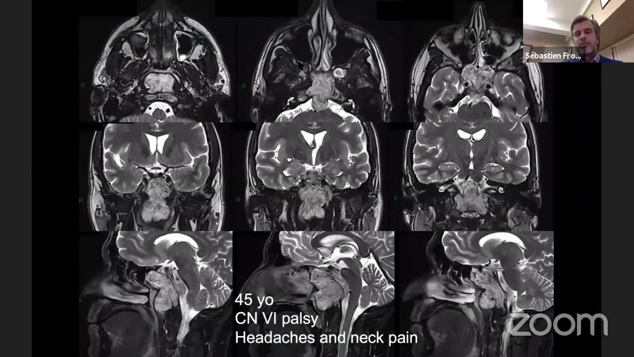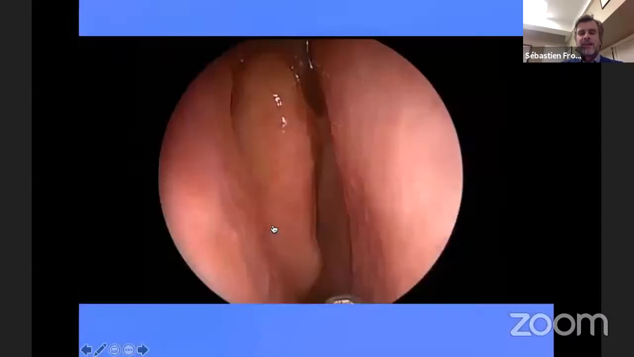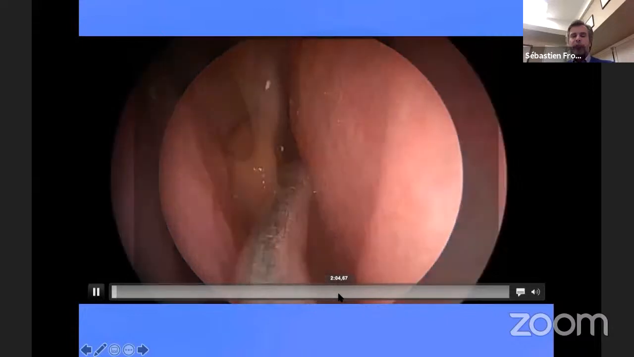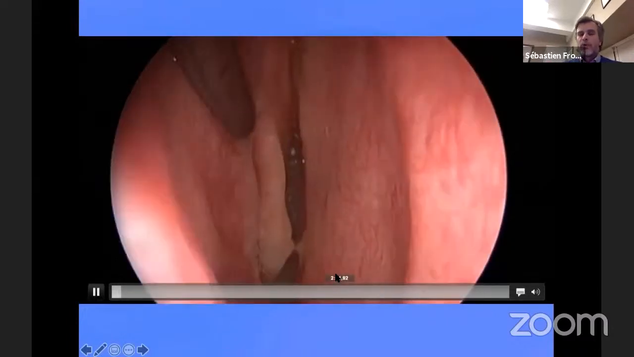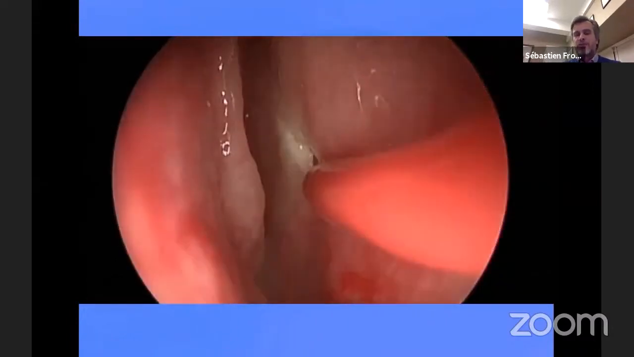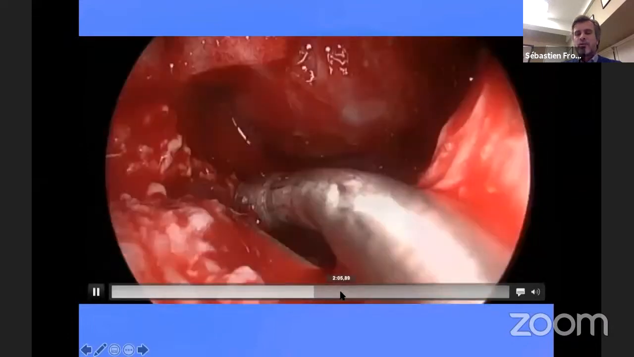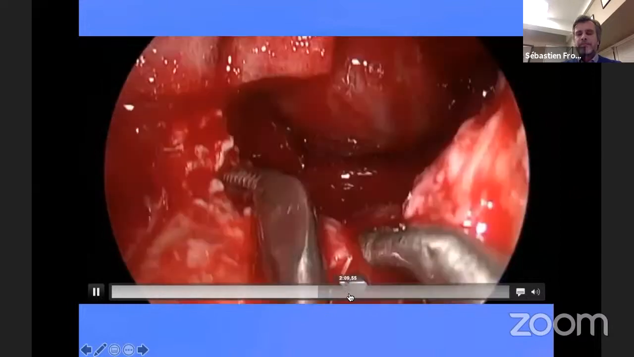Same case here, but with a larger intradural extension. We did exactly the same technique. One nostril, pushing the turbinate on one side. We never work both nostrils for those cases. Just one incision here. We take the tumor progressively out.